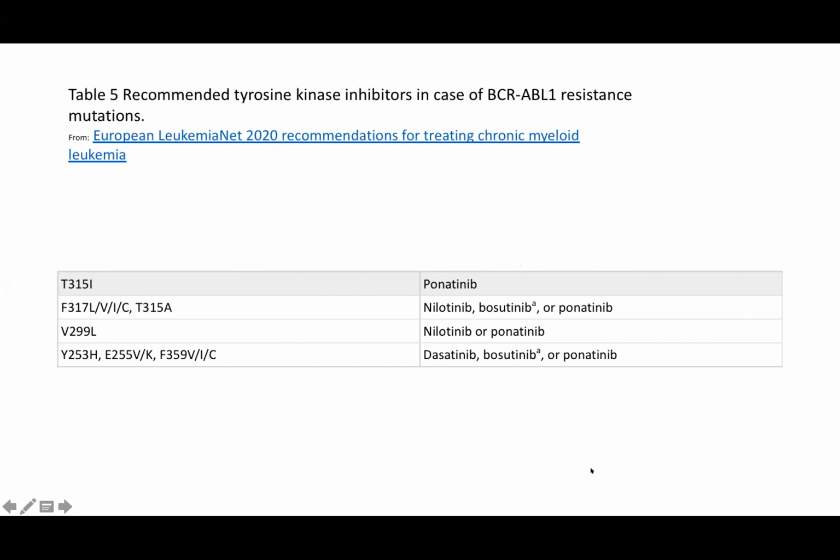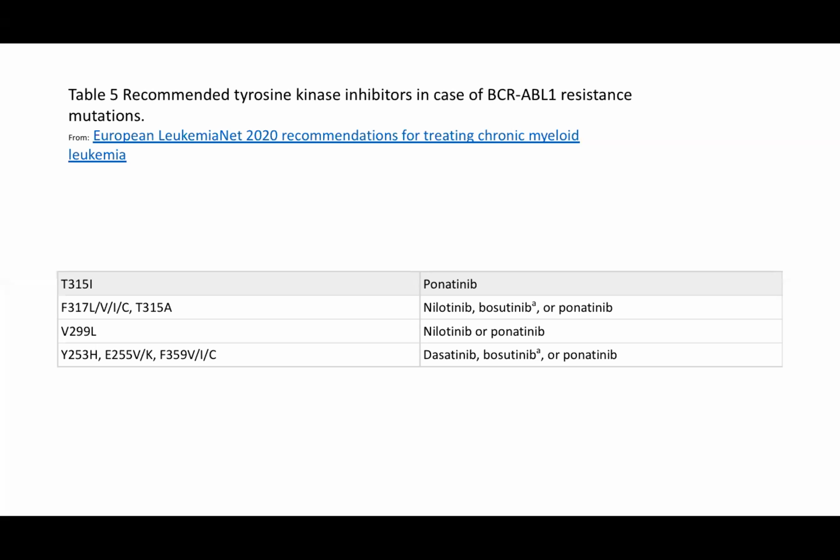Right. Move on. This one, if you do it at some point, there are very specific abnormalities. We know the T315I isoleucine mutation, ponatinib, but for others, do you have any experience with these kinds of mutations, 317 with various amino acids coming in, 299 or 253, 255, 359? Do you choose drugs? Yes. Yes, sir. In V299L, I've seen, sir, nilotinib basically.